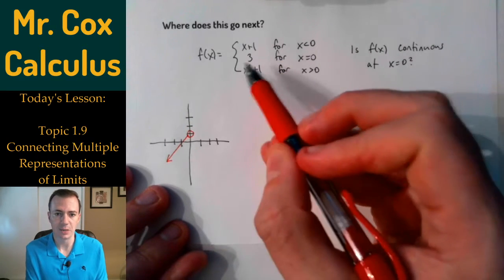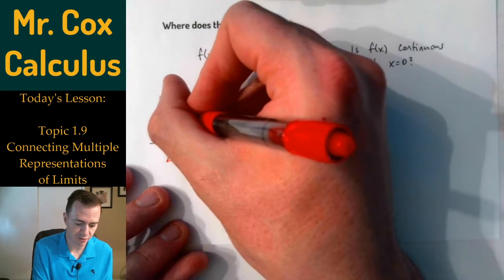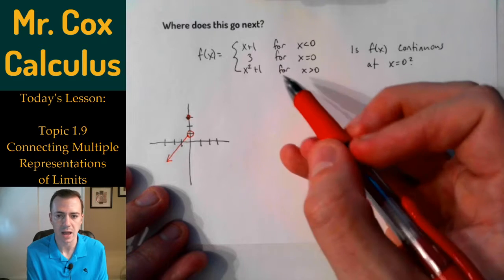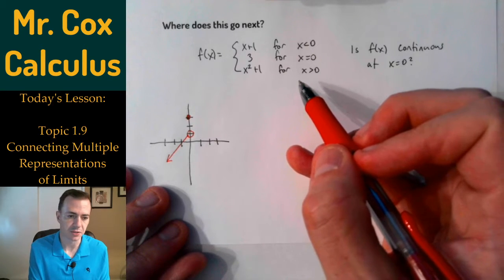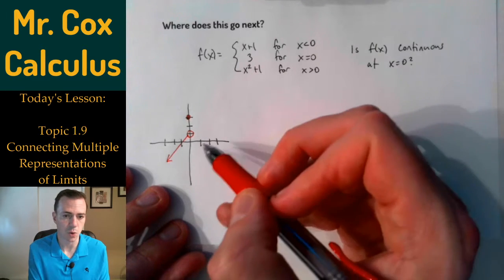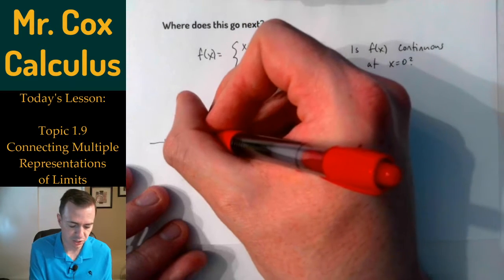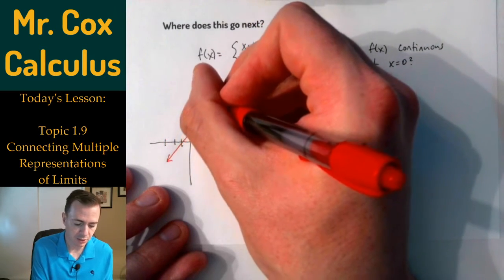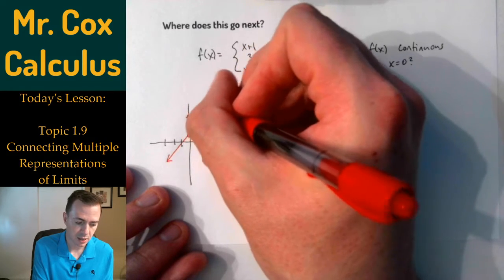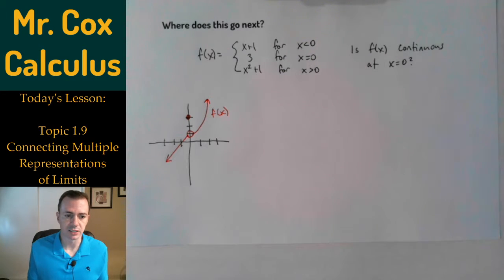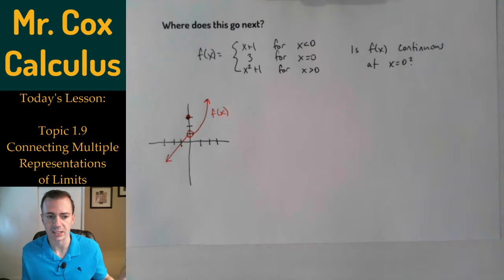Well, at x equals 0, I have defined my function as equaling 3, and so I have the point 0, 3 on my graph. And then for all positive values of x, my function is x squared plus 1, which is the parent function for quadratics, simply shifted up a unit, and so it looks something like that, and I can call that my graph of f of x. So the question is, is this function continuous at x equals 0?